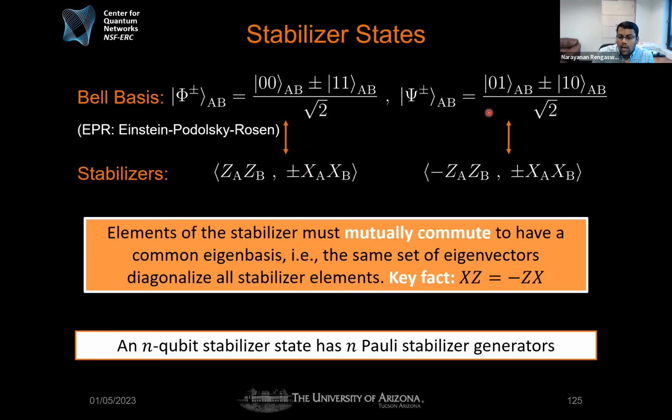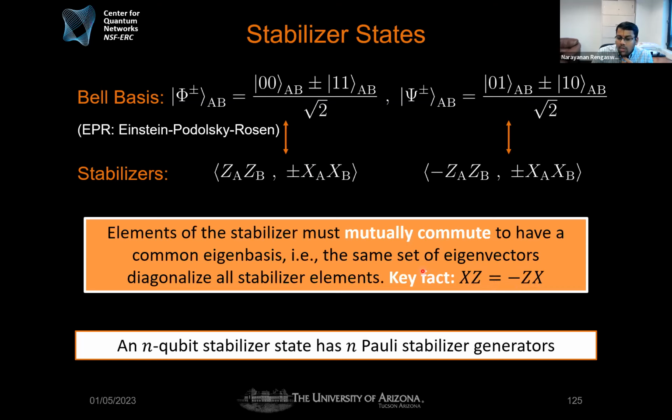So you'll have, in this case, 4 combinations of this. And so the elements of the stabilizer must mutually commute. So what do I mean by commute? For example, if we take X and Z, then they anti-commute. So XZ is actually minus ZX.